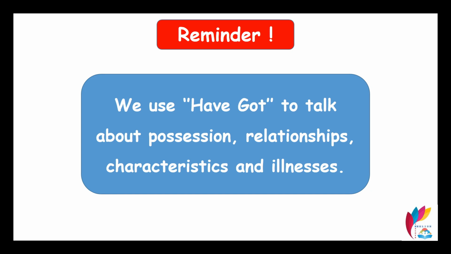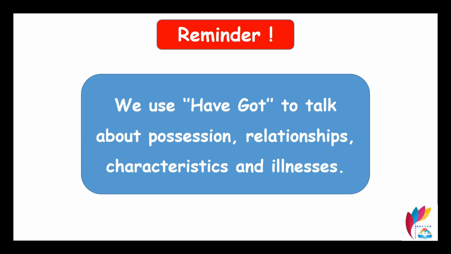Why do we use have got? To talk about possession. So I own something: I have got a phone. I have got a laptop. Relationships: I have got a son. I have got a daughter. I have got a brother. Okay, characteristics.